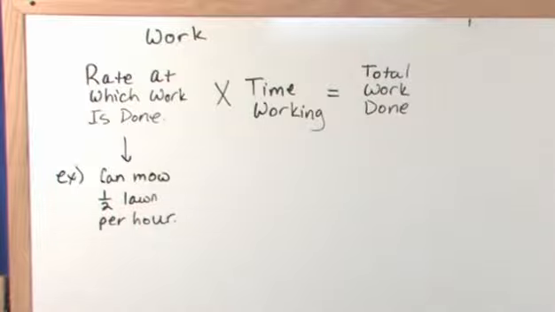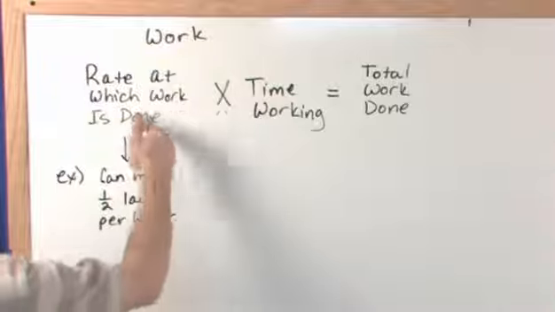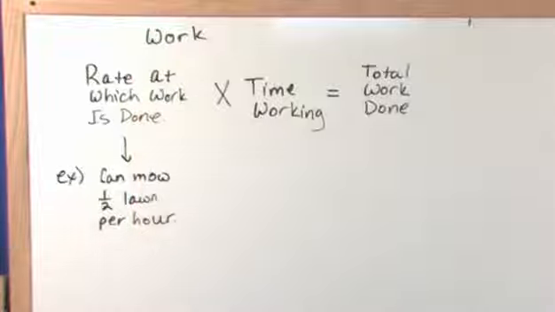Or maybe if it's painting a fence, it'll be painting one fence per day. Or if it's putting shingles on a roof, you can do 1/3 of a roof per hour or something like this. So when you're talking about the rate of work done, nothing too fancy. It's just talking about how much work you can do in a given amount of time. That's what the rate is.